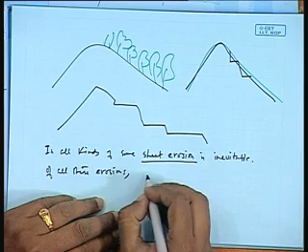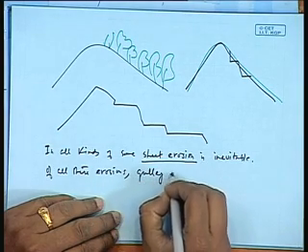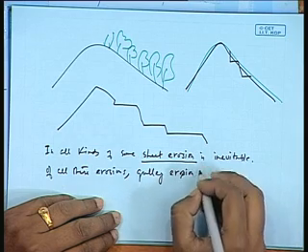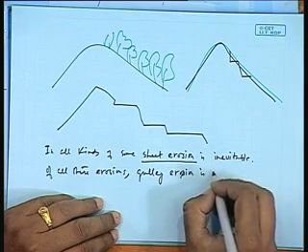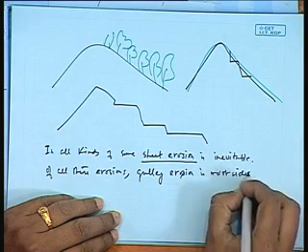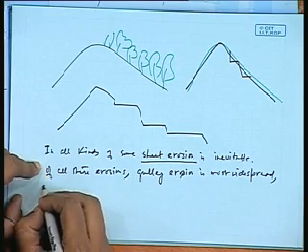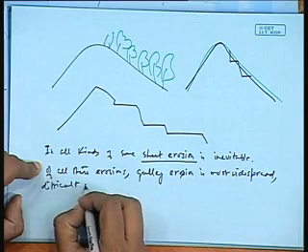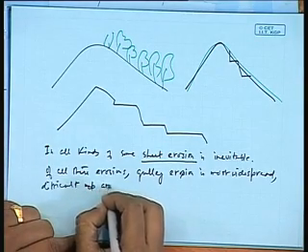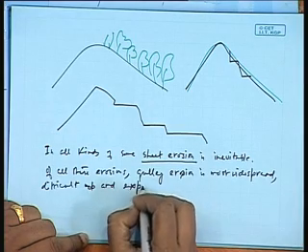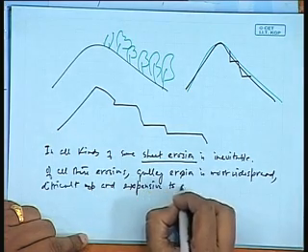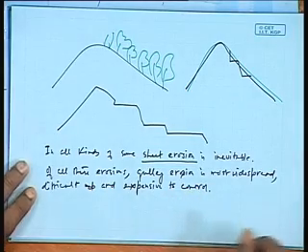gully erosion is most widespread, difficult, and expensive to control. That's the most expensive to control.